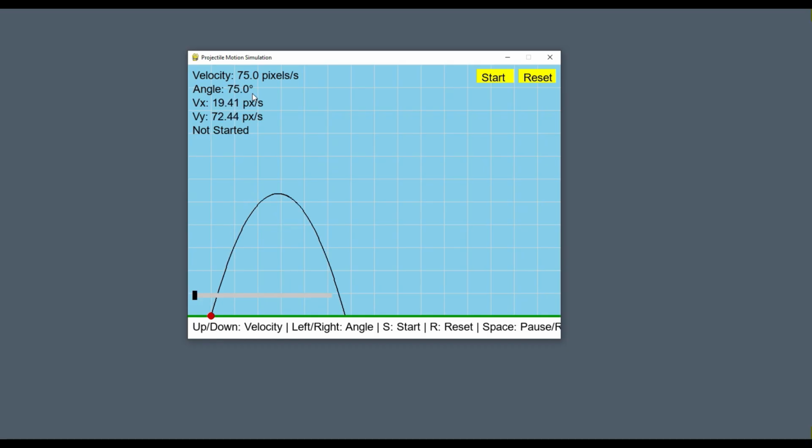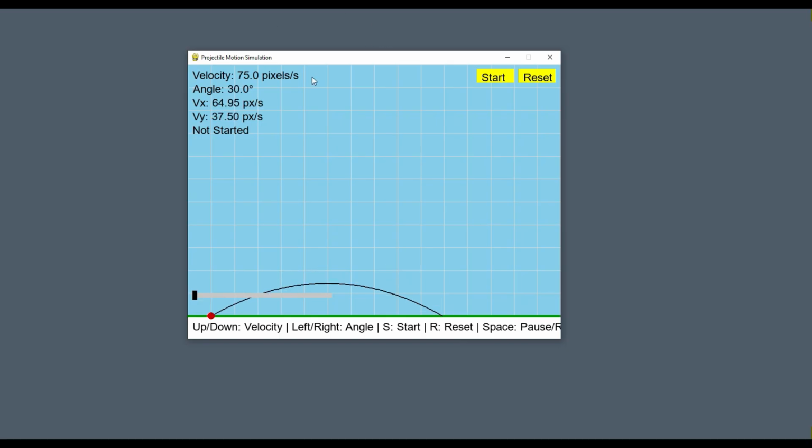If this is 80, this is 75, the range is increasing from 80 to 75. 70, again it's increasing. 65, it's increasing. 60, it's increasing. 55, increasing. 50, increased a bit. 45, it increased a bit. 40, it reduced. 35, it reduced. 30, it reduced.